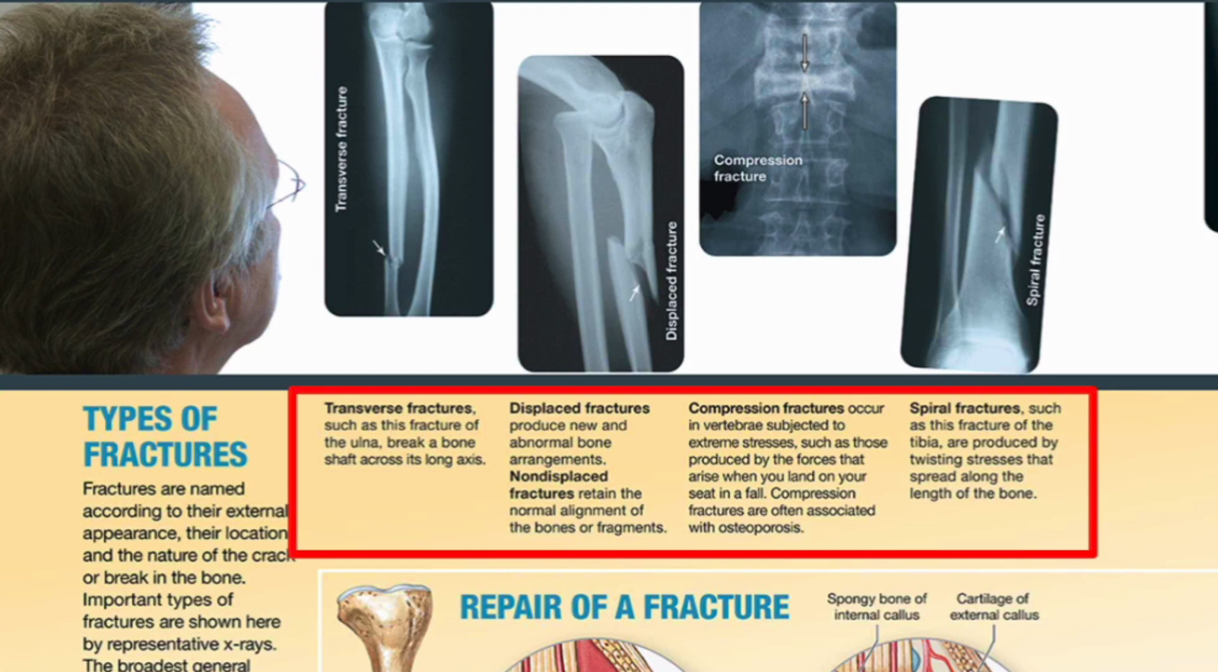Compression fractures occur in vertebrae subjected to extreme stresses, such as those produced by the forces that arise when you land on your seat in a fall. Compression fractures are often associated with osteoporosis. Spiral fractures, such as this fracture of the tibia, are produced by twisting stresses that spread along the length of the bone.